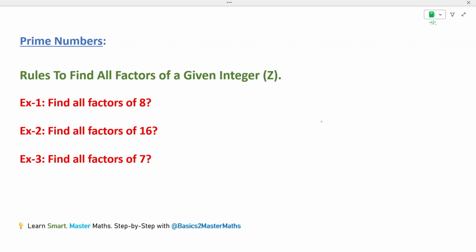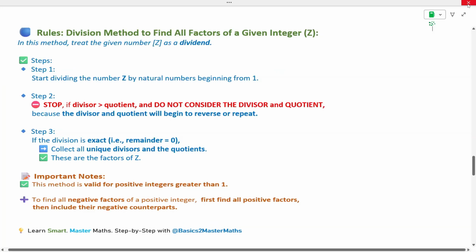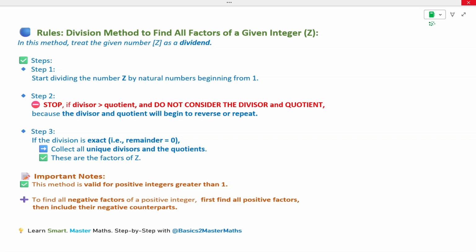Hi all, welcome again. Today we will learn rules to find all factors of a given integer. Also, we will see how to find all factors of 8, 16 and 7. First, let us see the rules.